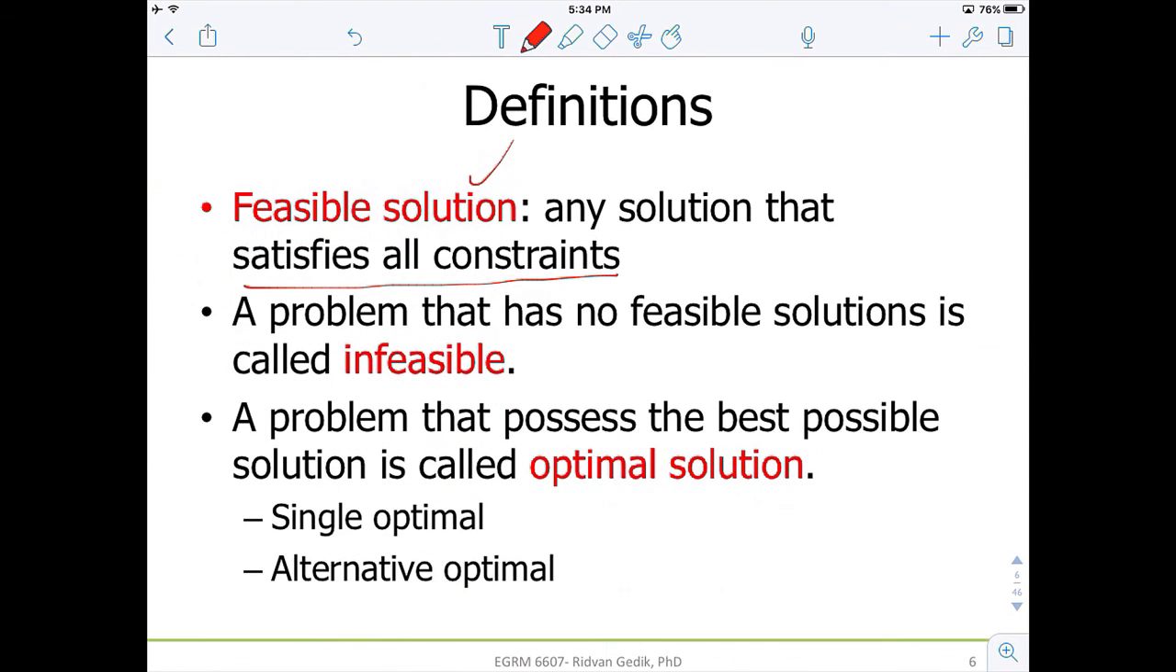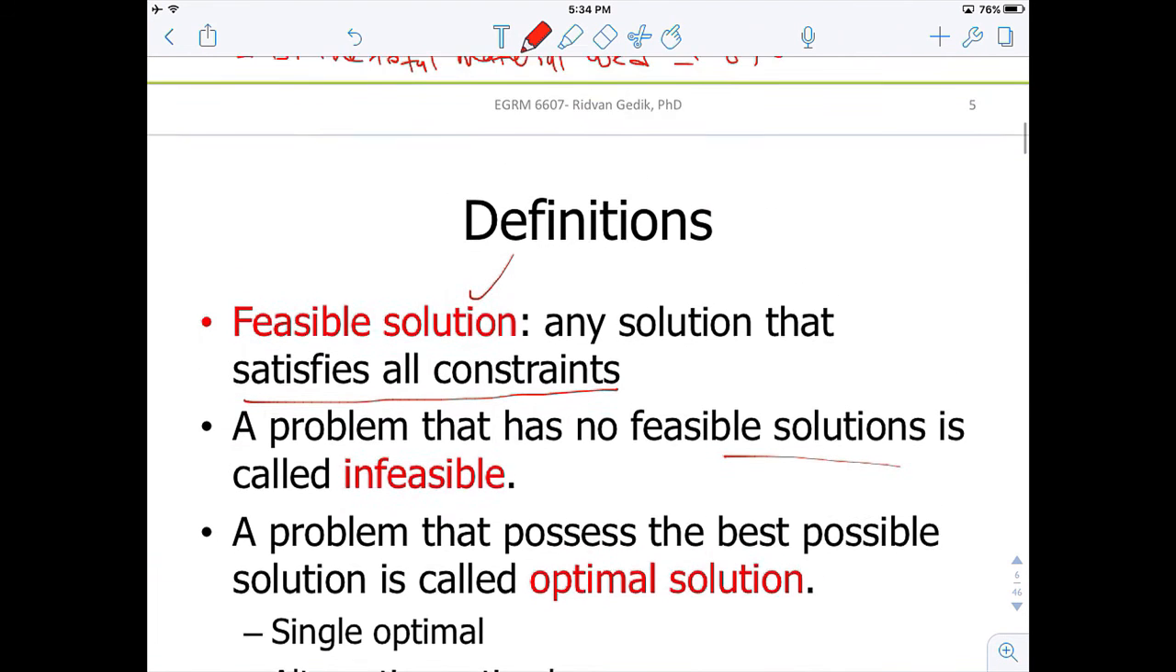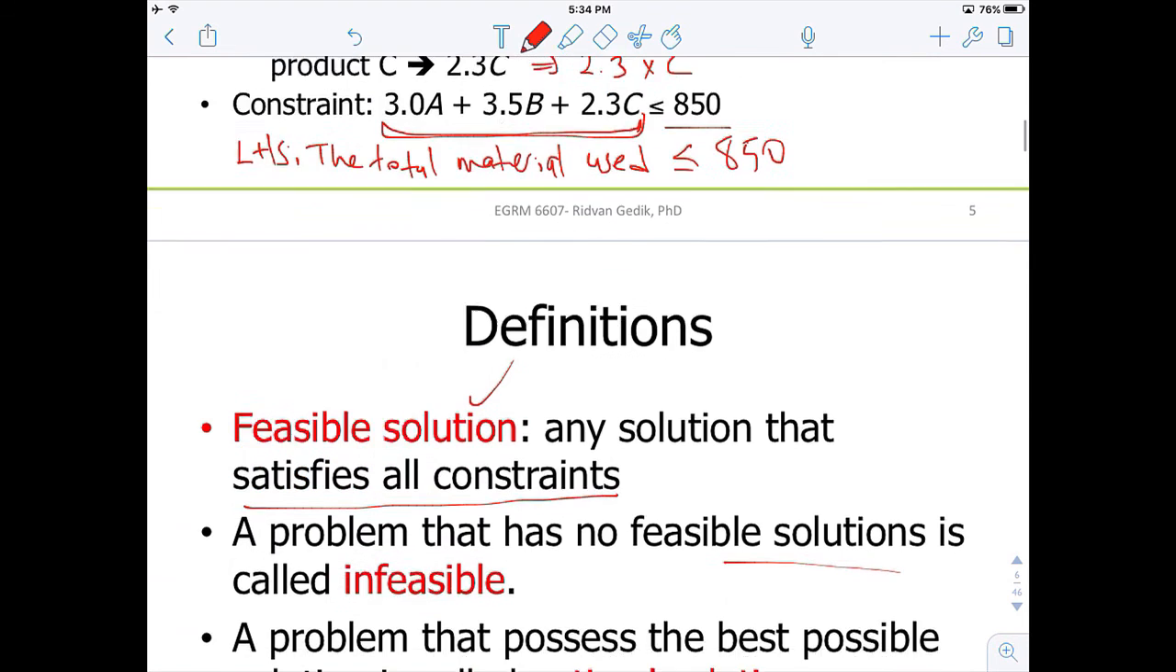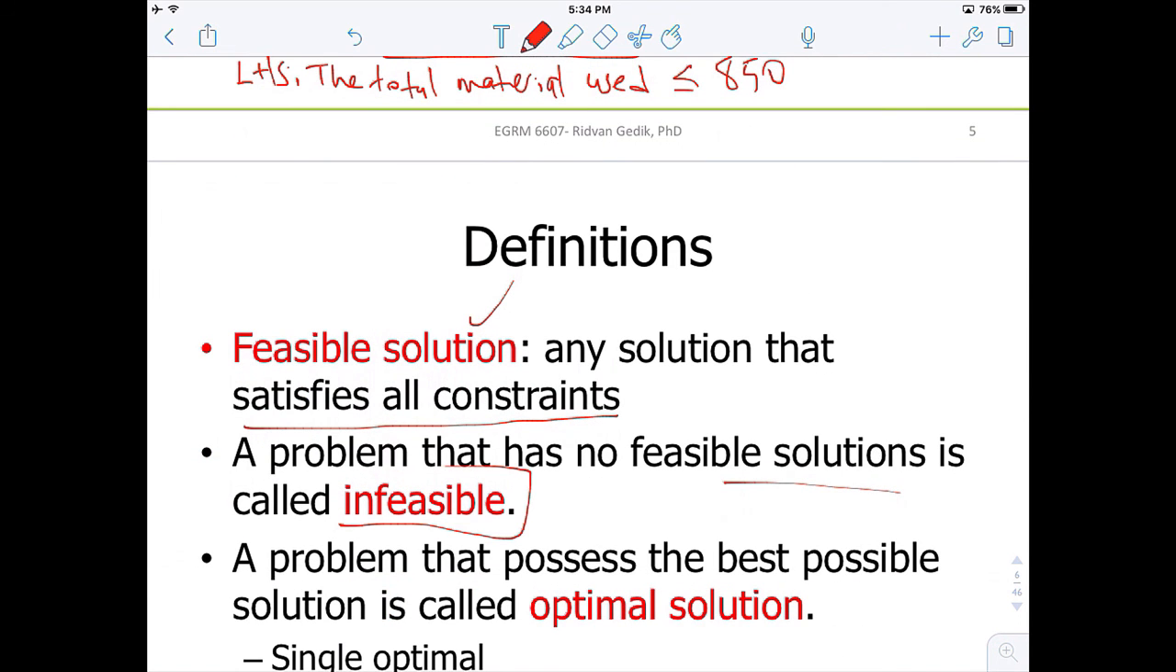Well, if the problem has no feasible solution, if there is no way a solution can satisfy all the constraints, then you claim that your problem is infeasible. It means that there is no way you can satisfy all the constraints. Again, we don't care about the objective function value because our first objective is to find a feasible solution so that we can make it better.